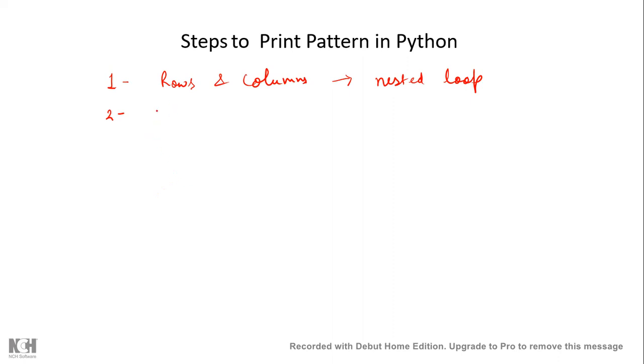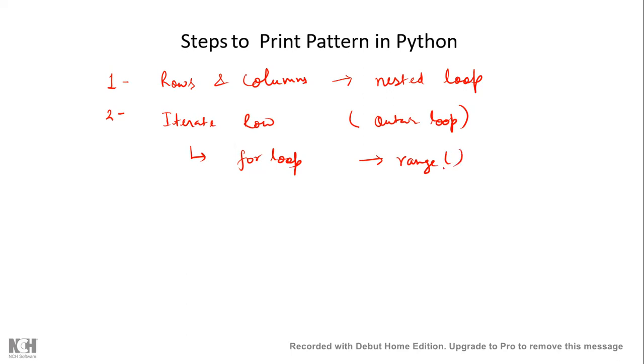So when you go to step number 2, that is iterate row, this iterate row will be called the outer loop. What can we do into that? We can use a for loop for iteration purpose. We can use the range function to decide up to which point my loop will go.